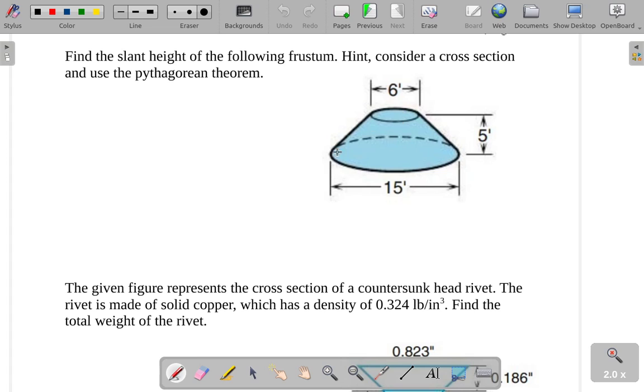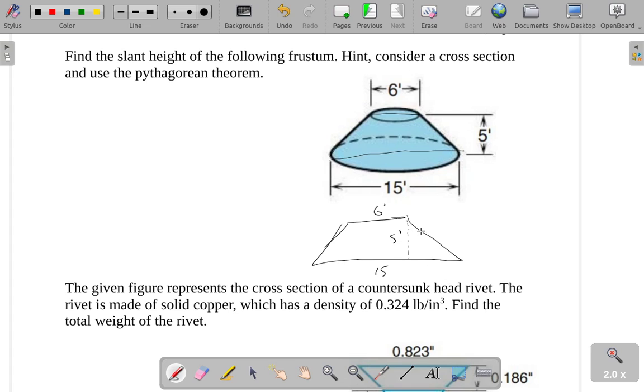This is, of course, a three-dimensional figure, but if we did a cross-section through here, then what we would end up getting is something that looks like this. The distance across the bottom was 15 feet, the distance across the top is 6 feet, and the distance from here to here is 5 feet. And where I've drawn this altitude, this 5 feet, is actually pretty suggestive. It makes a little triangle over here.